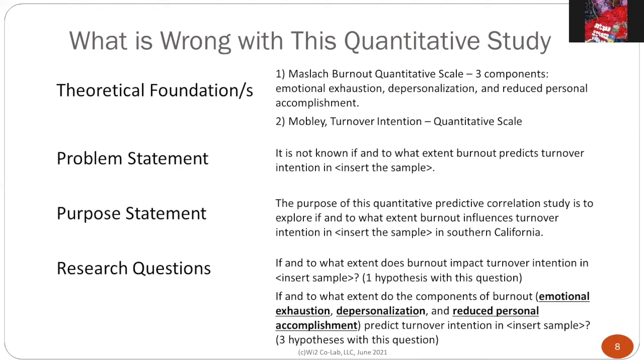Should influence be in there, or impact, or effect? It should look like your problem statement. So the purpose of this quantitative predictive correlation study is to, and then copy paste your problem statement in: examine if and to what extent burnout predicts turnover intention in your sample in Southern California. So it has to look exactly like that.